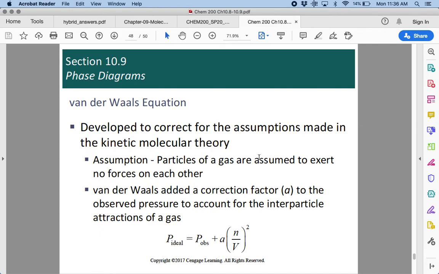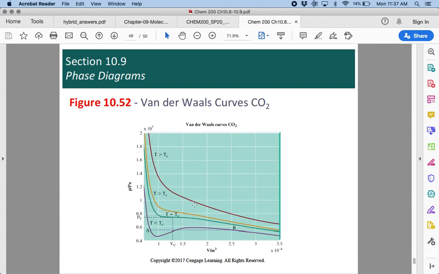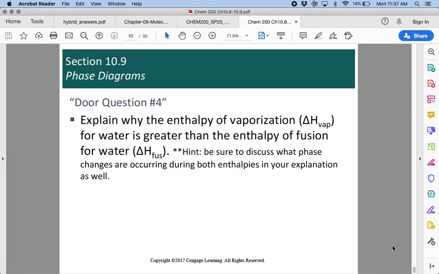And under the correct assumptions, right, we can even use kinetic molecular theory to talk about this. And we have what we call the van der Waals equation. It assumes that particles of gas are exerting no force on each other, right? So let's go back to our kinetic molecular theory, right? This idea that the gas molecules are perfect, that we don't care what the identity of the gas is. That way we have none of these interactions occurring. And we can use this as a kind of correction factor when we're looking at the pressures of our ideal gas versus what we actually observe in nature. And so here we can see the different curves of CO2 when we have those van der Waals corrections in place. Here is your last door question for Chapter 10.